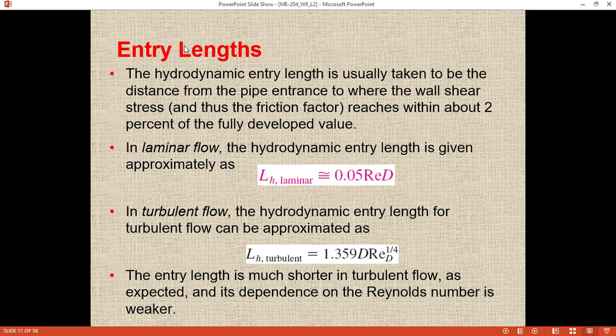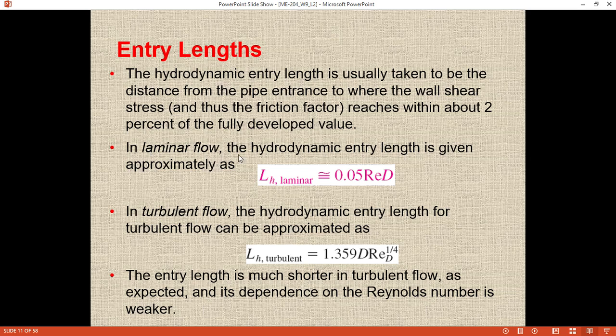So, a few more important points to be discussed about entry length. The hydrodynamic entry length is usually taken to be the distance from the pipe entrance to where the wall shear stress, and thus the friction factor, reaches within about 2% of the fully developed flow value. This we have already discussed.